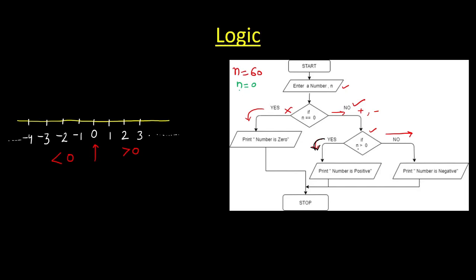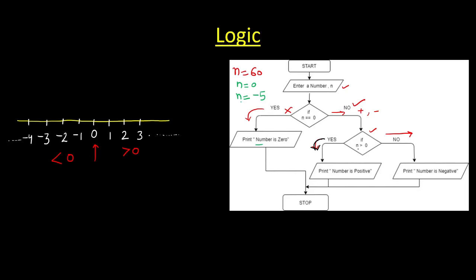Now suppose if number is 0, then we should be printing the message as number is 0. So here we will check if n equal to 0, we will say yes. So we will come to this yes path and we will print number is 0 and we will stop.